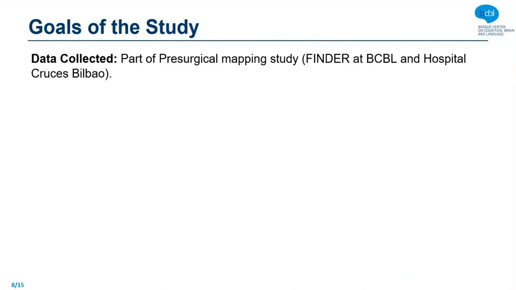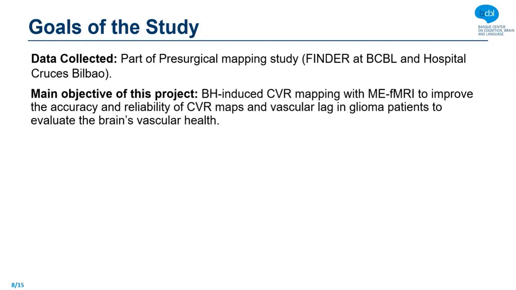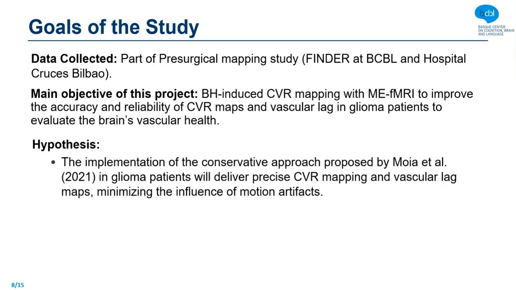The goal of the study is part of the presurgical mapping project at the BCBL and the Hospital of Cruces in Bilbao. The main objective was to use breath-hold-induced CVR mapping with multi-echo fMRI to improve the accuracy and reliability of the CVR maps and vascular lags in glioma patients to evaluate the brain's vascular health. The hypothesis was that the implementation of the conservative approach by Moia in glioma will deliver more precise CVR and vascular lag maps, minimizing the influence of motion artifacts.